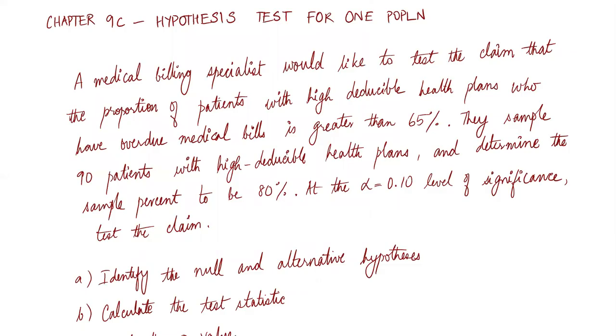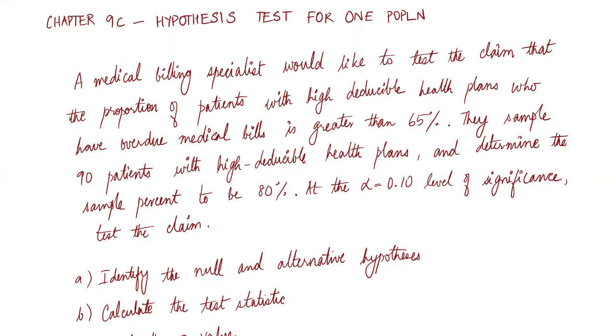A medical billing specialist would like to test the claim that the proportion of patients with high deducible health plans who have overdue medical bills is greater than 65%. They sample 90 patients with high deducible health plans and determine the sample percent to be 80%. At the alpha equals 0.1 level of significance, test the claim.